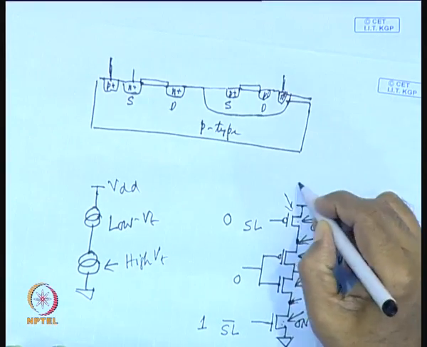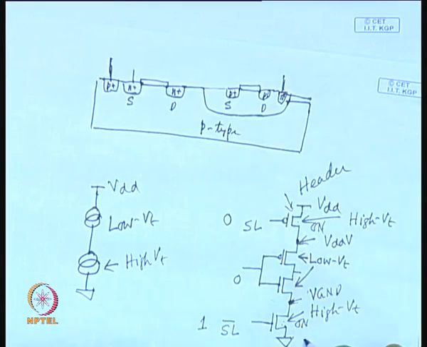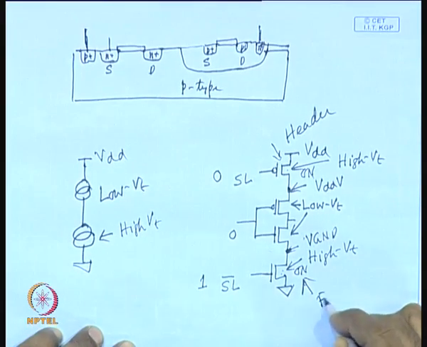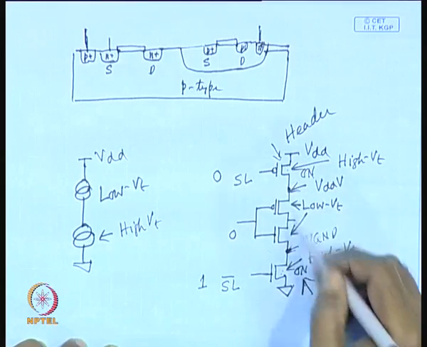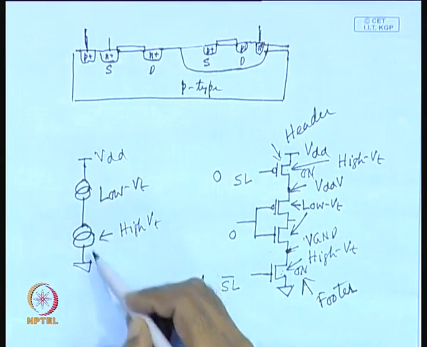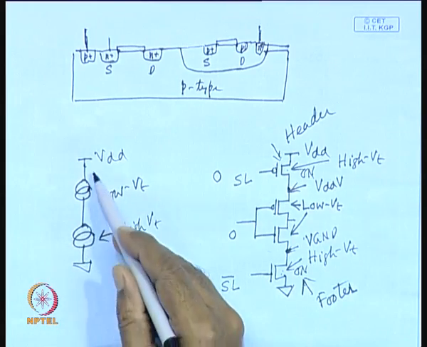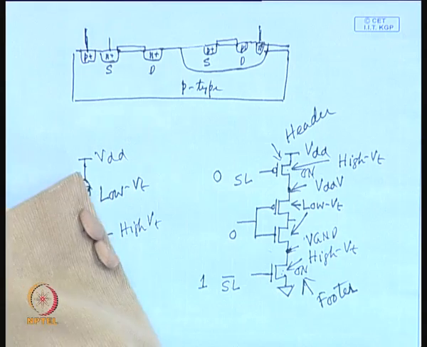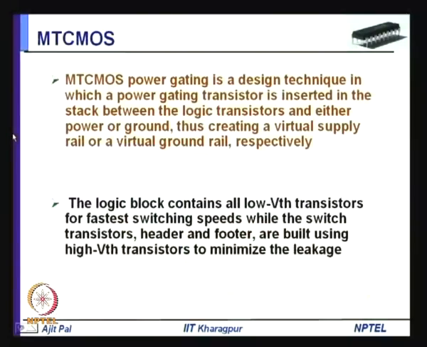So, either you can have this header or this footer transistor in series as the sleep transistor, but whatever may be the case, the leakage current will be reduced because of the high VT transistors in series with the low VT transistors, and you get smaller leakage power in the standby mode. So, the logic block contains all low VT transistors for fastest switching speed, while the switch transistors, that means those sleep transistors, header and footer, are built using high VT transistors to minimize leakage.